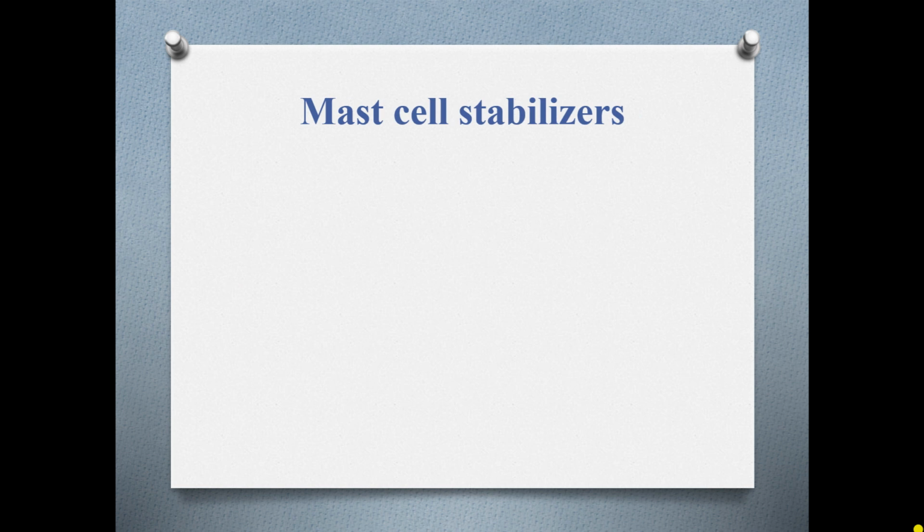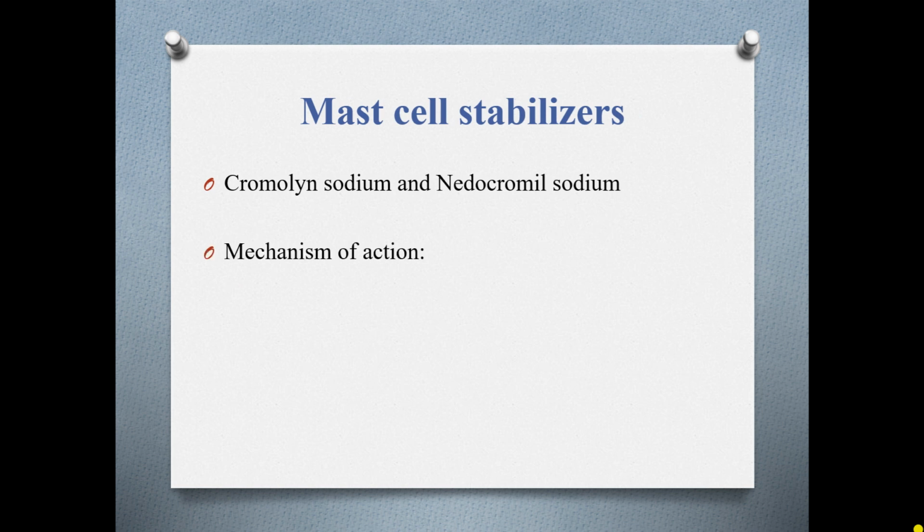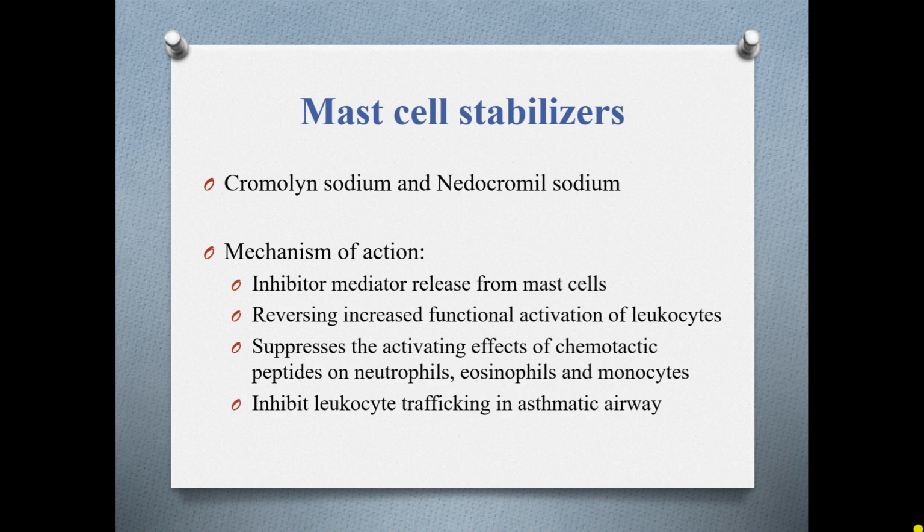Another category of drug is mast cell stabilizers. There are two, that is cromolyn sodium and nedocromil sodium. What is their mechanism? They inhibit the mediator release from the mast cells, reversing the increased functional activation of leukocytes. They suppress the activating effects of chemotactic peptides on neutrophils, eosinophils and monocytes, and they inhibit leukocyte trafficking into the asthmatic airway.